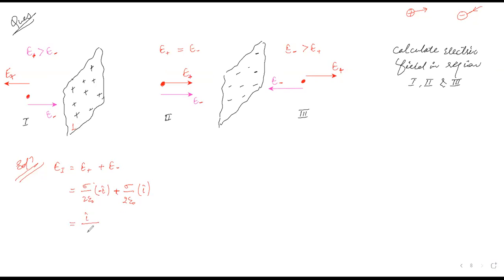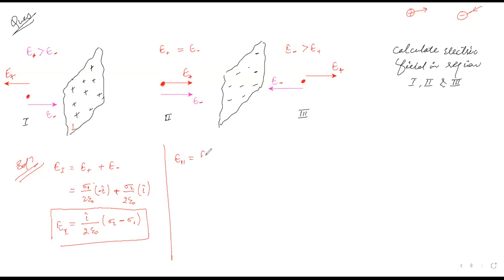Finally, after calculation, you can take i cap over 2 epsilon naught in bracket, sigma 2 minus sigma 1. This is your sigma 1, this is your sigma 2. This is your electric field in region 1. Are you clear? Yes, sir. All of you understanding?